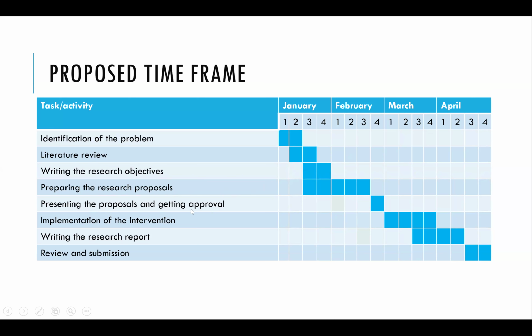Presenting the proposal and getting approval in the last week of February. Implementation of the intervention is in March. And writing the research report is from the 3rd week of March to the 2nd week of April. And review and submission in the 3rd and 4th week of April.